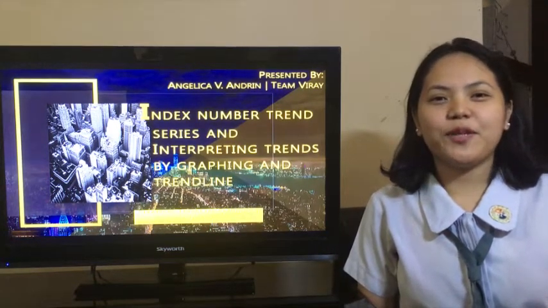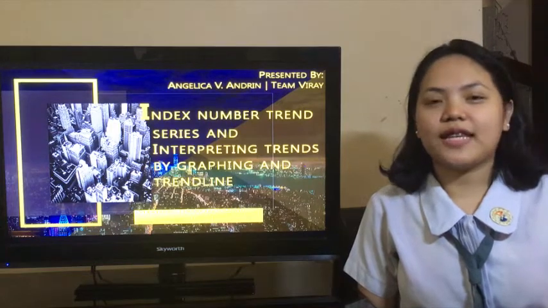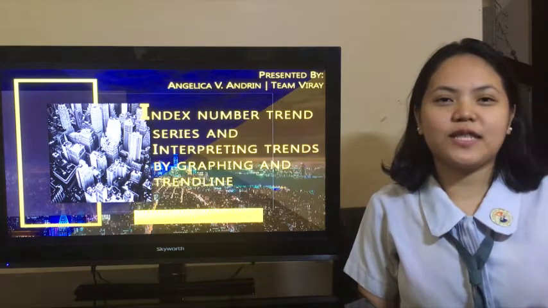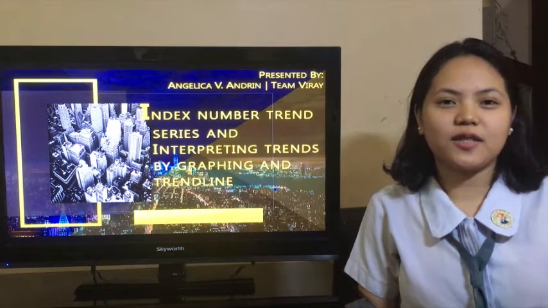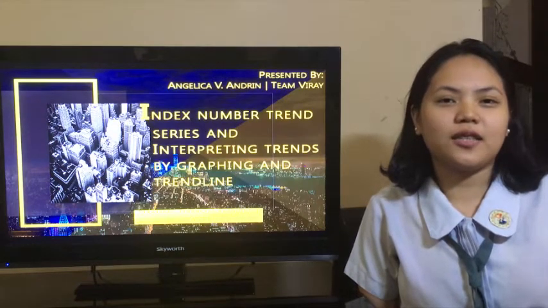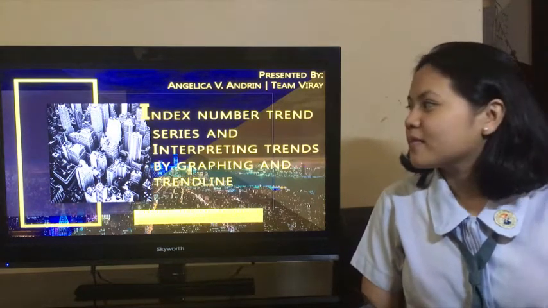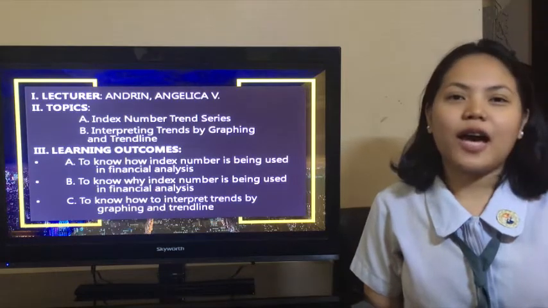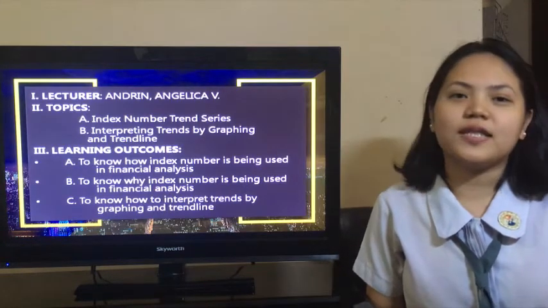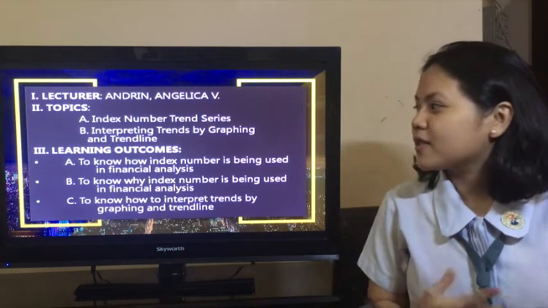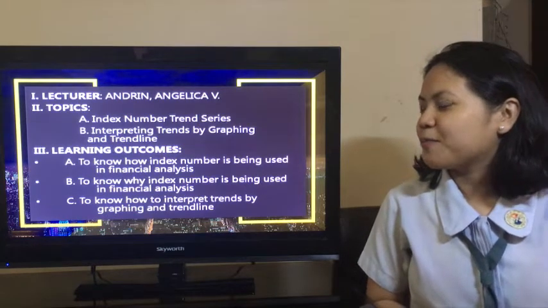The previous lecturer talked about the trend analysis, which is used in analyzing the changes in ratios and in determining how an entity will perform. And now, I will discuss the index number trend series and interpreting trends by graphing and trend line.